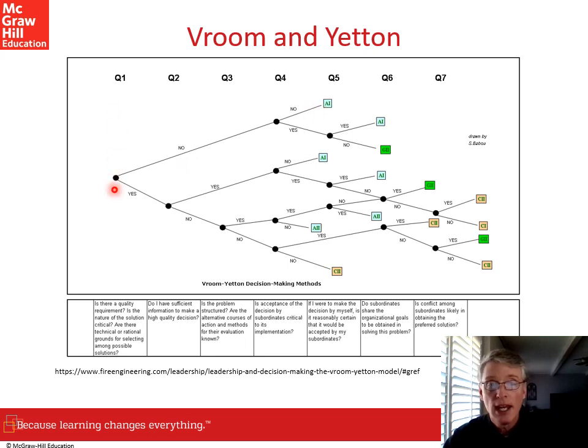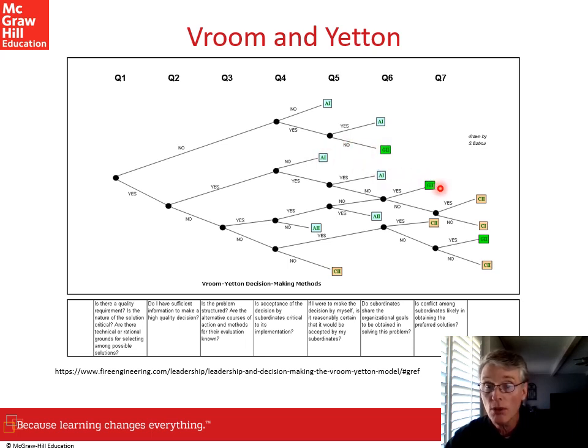Go back here, if there is a quality component, then it's going to throw you down to this node, in which you ask right here, do I have sufficient information to make a high quality decision? If yes, and then acceptance is not, then I can also be A1. If I go to yes, and then ask this, is it important that others are involved? Then I can slide down here. And what you do is you just keep asking these questions under the different nodes. And what they do is they eventually lead you at the end of this tree to the appropriate styles.